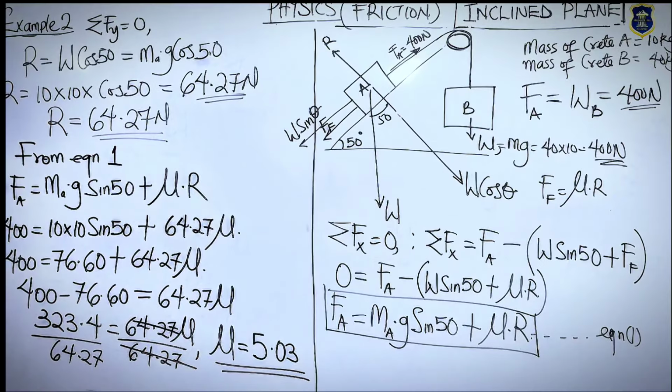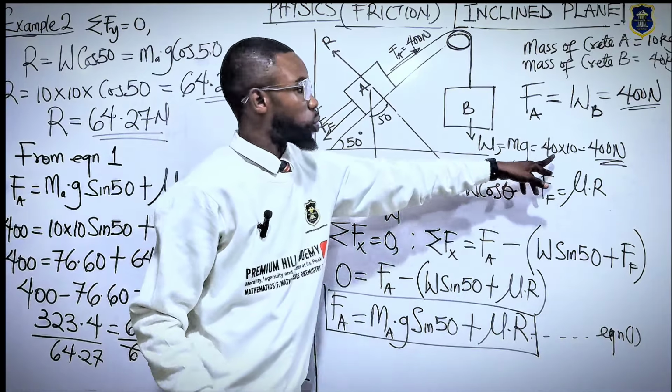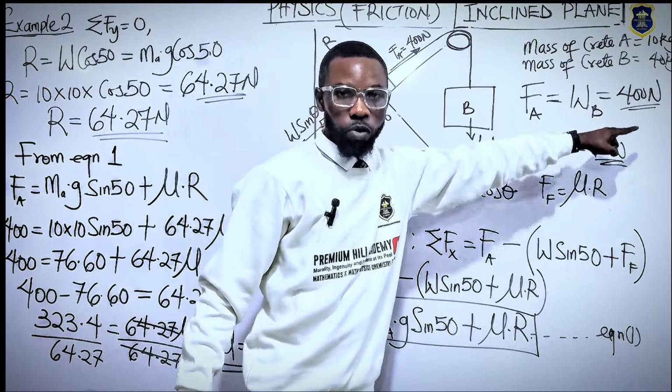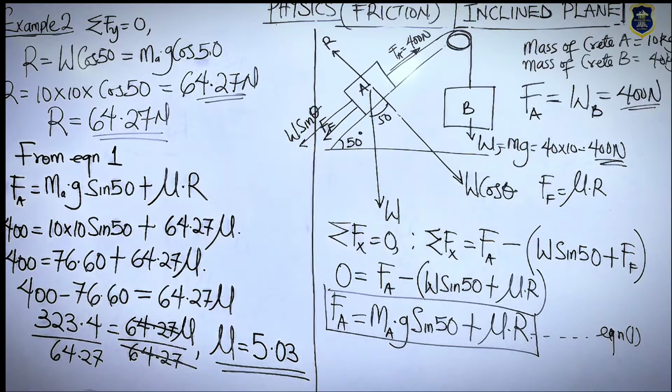So it's very simple. Looking at the first video, the only thing we did that changed everything was the weight here. It's also mg. This weight is equal to the applied force there, that's 400 Newton. So if you use the information from the first video in the second video, I believe you're going to get the answer. So that's how it works.